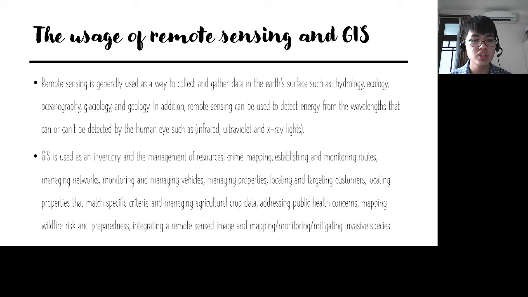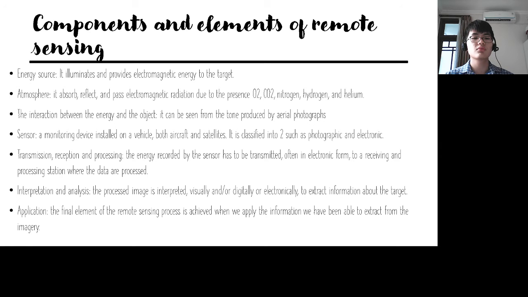As for GIS, GIS is used as an inventory and the management of resources, crime mapping, establishing and monitoring routes, managing networks, monitoring and managing vehicles, managing properties, locating and targeting customers, locating properties that match specific criteria, and managing agricultural crop data, addressing public health concerns, mapping wildlife risk and preparedness, integrating a remote sense image, and mapping, monitoring, and mitigating invasive species. Now then, we move on to the components and elements of remote sensing.